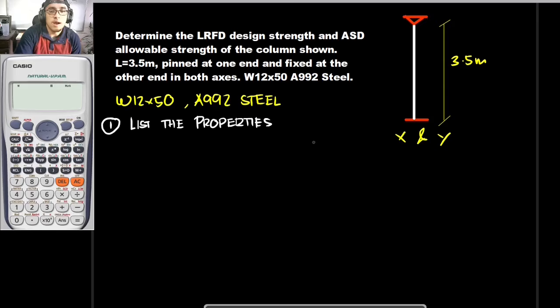Okay, so ano yung mga kailangan natin properties? That would be the L. So our L would be 3.5 meters. And what would be our yield stress? So for yield stress, we would be using A992 steel.